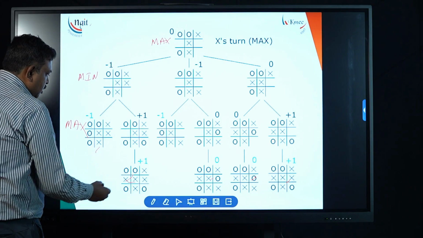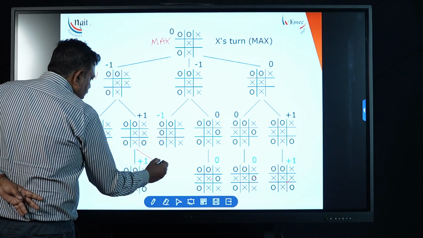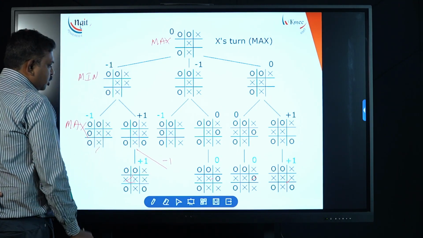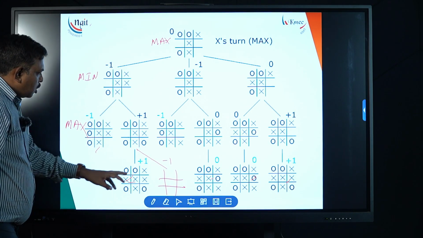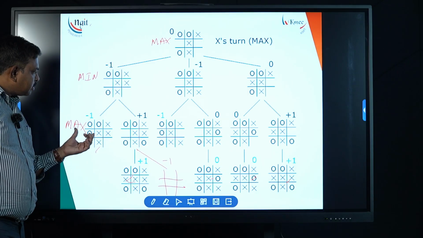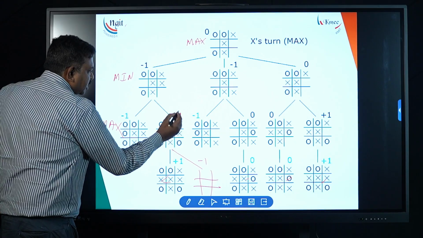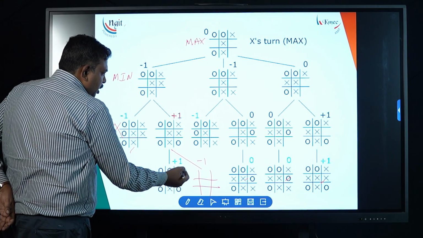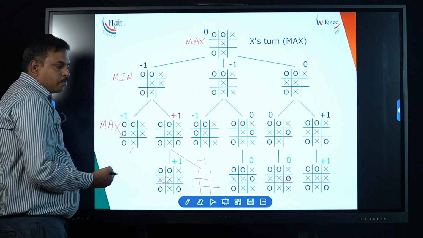Suppose here it is plus 1. Assume there is another node with minus 1 also. Now minus 1 and plus 1, these are the values. Its parent is max, so plus 1 will be propagated to max, because here the max parent takes the maximum value.